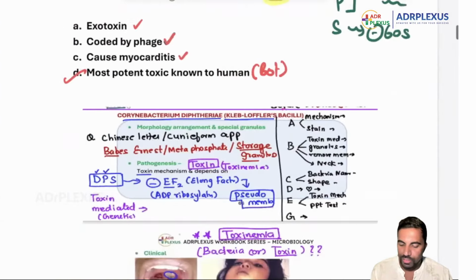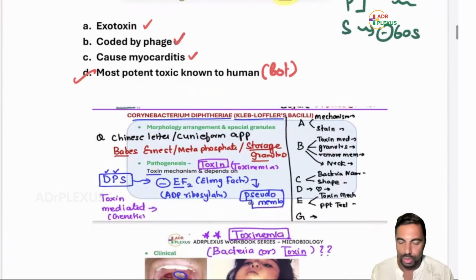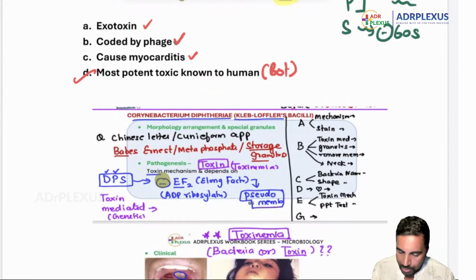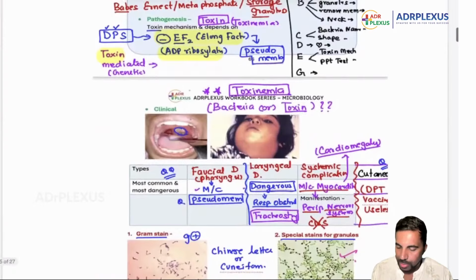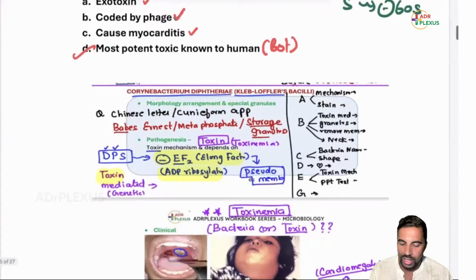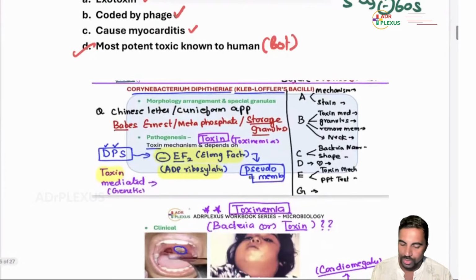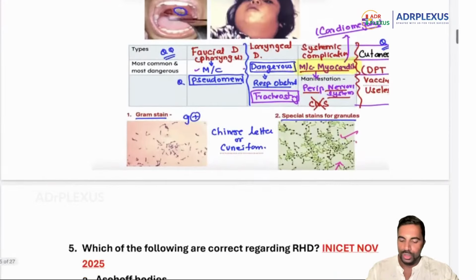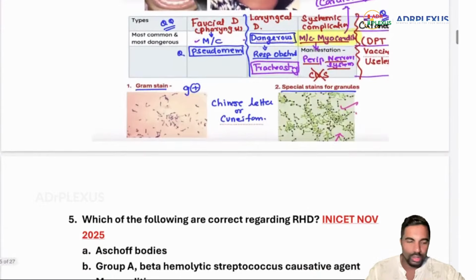So look, we have everything we've discussed already in our workbook. We have given a clue also, A, B, C, D, E. This is one of the things, the mechanism. It's not mentioned, it's here: EF2, elongation factor, ADP ribosylation you have. So it's all toxin, the genetic method we told already. The toxin, that's the phage method, you got it. And then we wrote here, myocarditis most common complication, you got it. So everything we added is here only. We also told it's basically a toxinemia. So that is the right answer. Okay, so you got it. So that would have been the correct answer. So again, no problem.